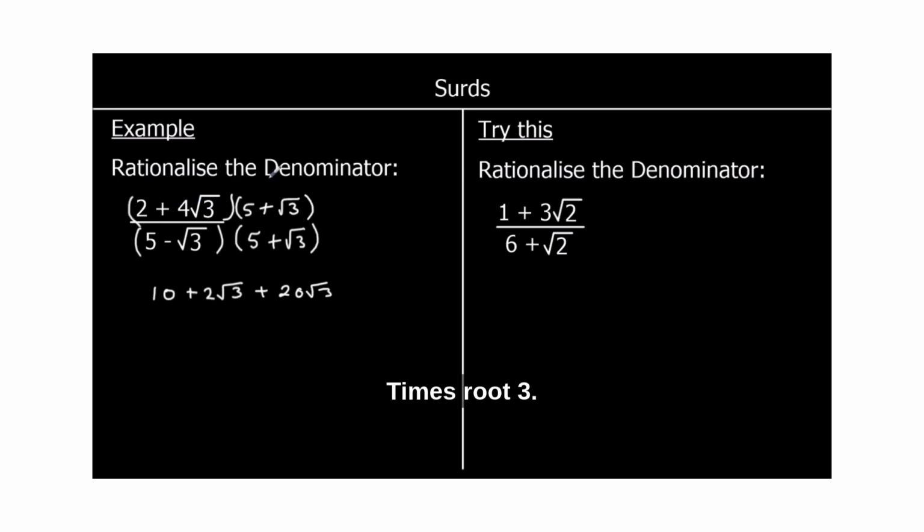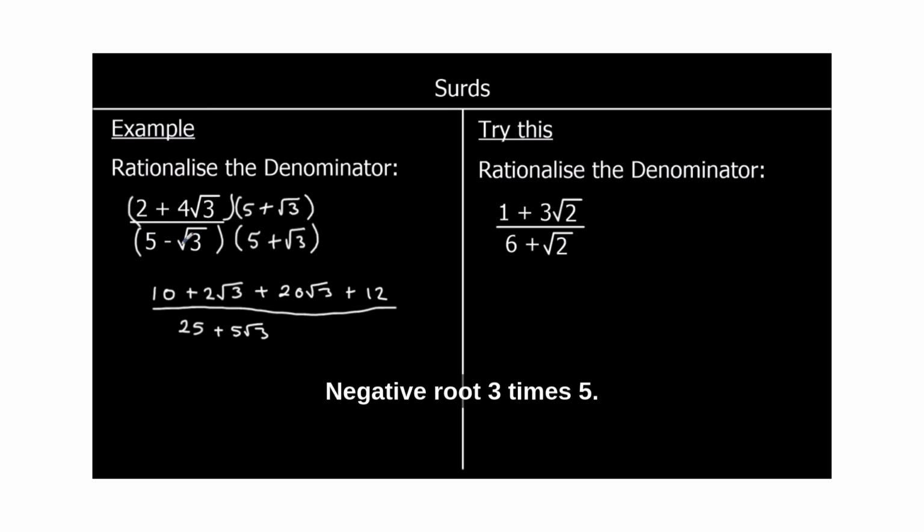And I've got 4 root 3 times root 3. 4 times root 3 times root 3. Root 3 times root 3 is 3, so it's 4 times 3, and that's 12. On the bottom, I've got 5 times 5, which is 25. I've got 5 times root 3, which is 5 root 3. Negative root 3 times 5, so minus 5 root 3. And negative root 3 times a positive root 3, so that's negative 3.